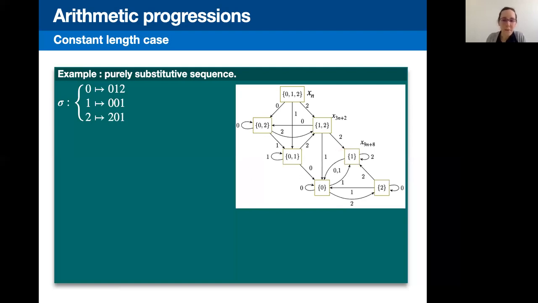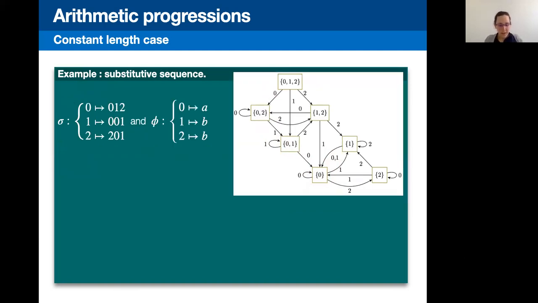We can also find two other constant arithmetic progressions with period 9, following this path and this one. So we have these three arithmetic progressions with period 9, and we can also find other arithmetic progressions with period 27, for example, following this path. We will have a constant arithmetic progression with period 27. So we can have several other constant arithmetic progressions. I just gave here the ones with the smaller period.